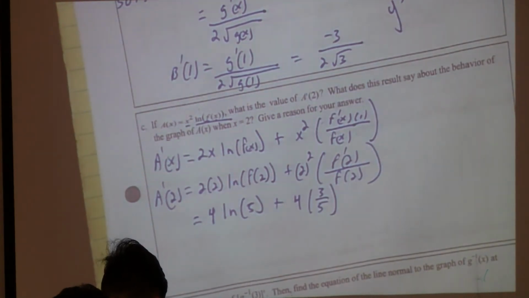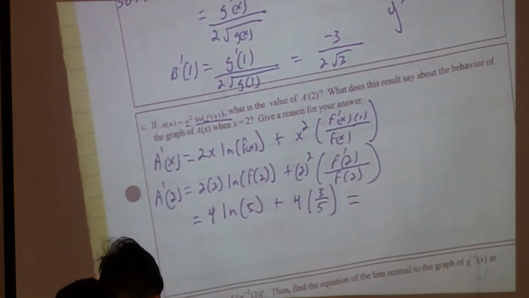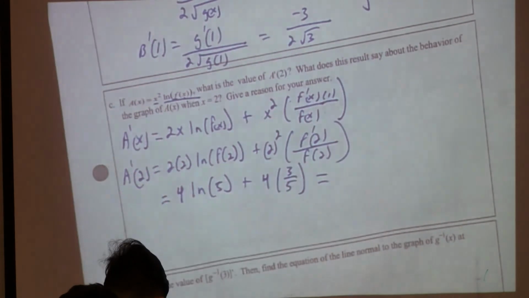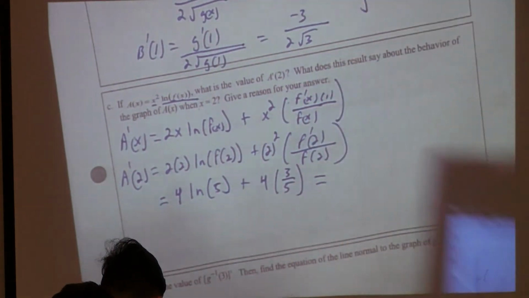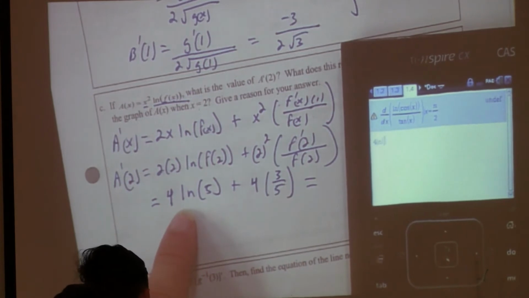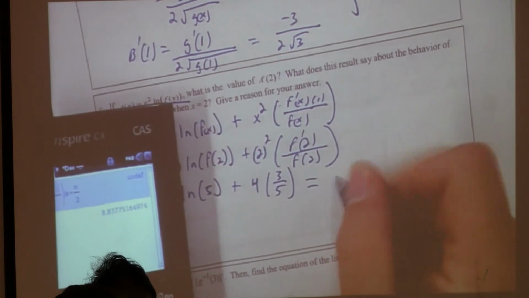We could stop there. What if we continue? Well, hopefully you type it in correctly and don't mess up. If you do mess up, you'll get partial credit rather than full credit by stopping there. And we go to 8.8. Let's do it. 4 ln of 5, right? And then plus 12 over 5? Yep. Control Enter.